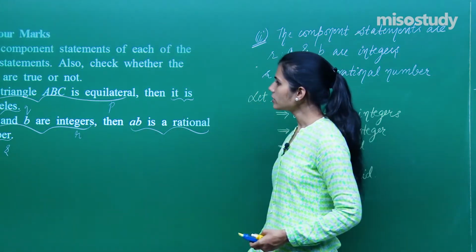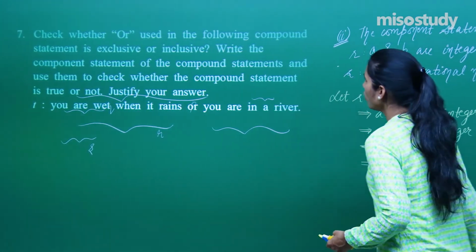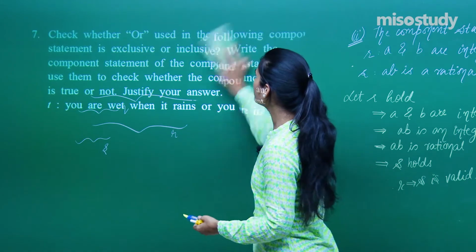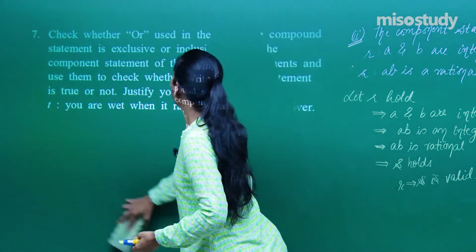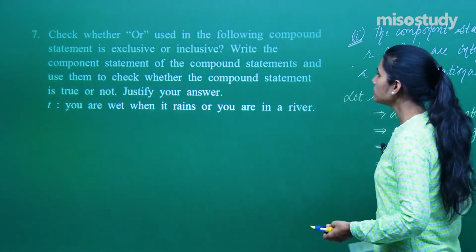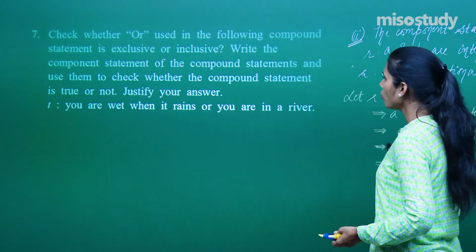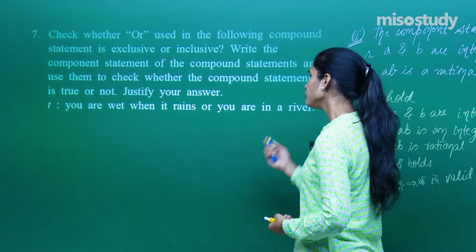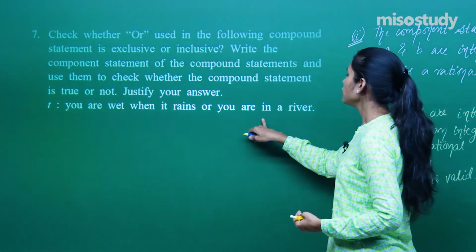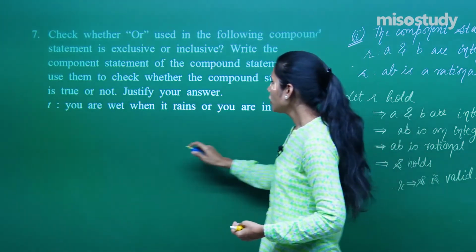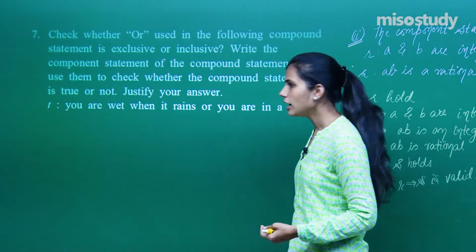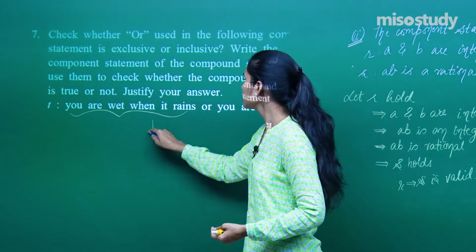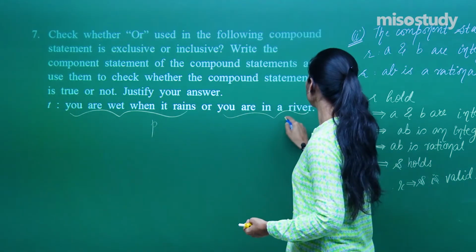Moving on to the next one, what is it that we have? Let's see. Check whether "or" used in the following compound statement is exclusive or inclusive. Write the component statements of this compound statement and use them to check whether the compound statement is true or not. Justify your answer. So the statement given to you is, you are wet when it rains or you are in a river. Try to understand. You are wet when it rains or you are in a river.